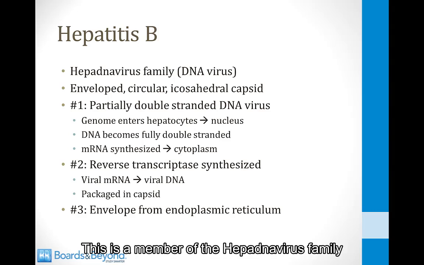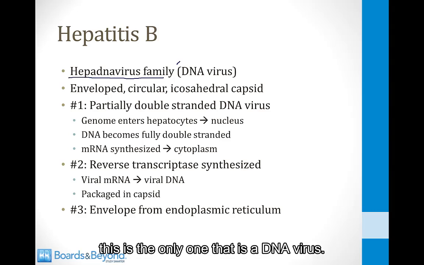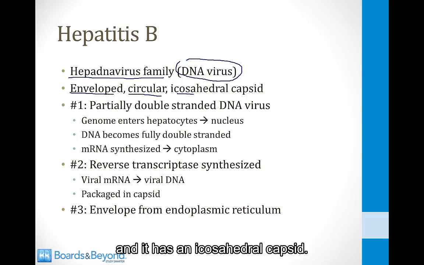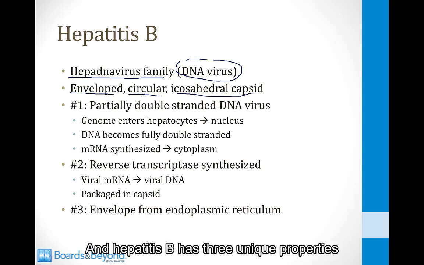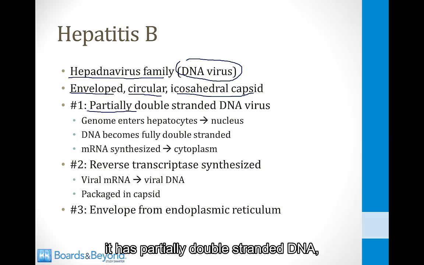So moving on, now let's talk about hepatitis B. This is a member of the hepadnavirus family, and of all the viruses that cause viral hepatitis, this is the only one that is a DNA virus. It is an envelope virus with a circular genome, and it has an icosahedral capsid. And hepatitis B has 3 unique properties that you need to know about. The first unique property is that it has partially double-stranded DNA. Some of the genome is single-stranded.